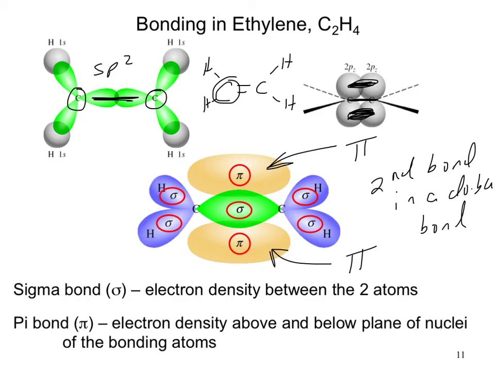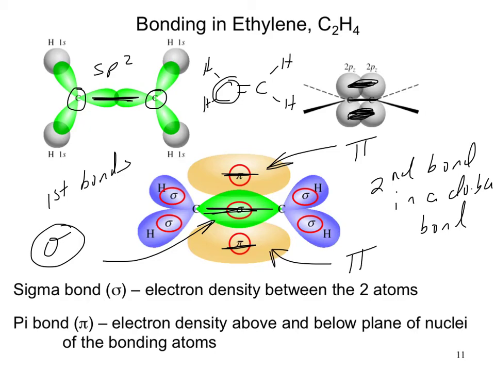The first bond is always a sigma bond. This is the end-to-end overlap that occurs between the 2 atoms. So this is within the plane for the sigma bond. The pi bond is above and below the plane. All first bonds are sigma bonds.